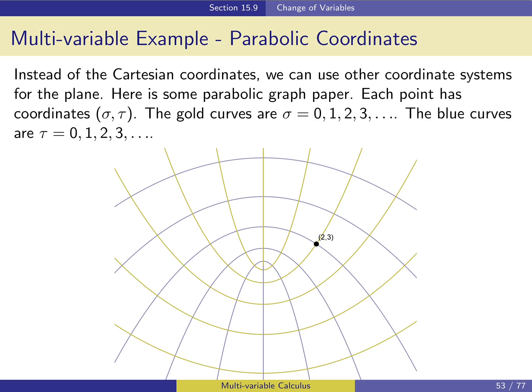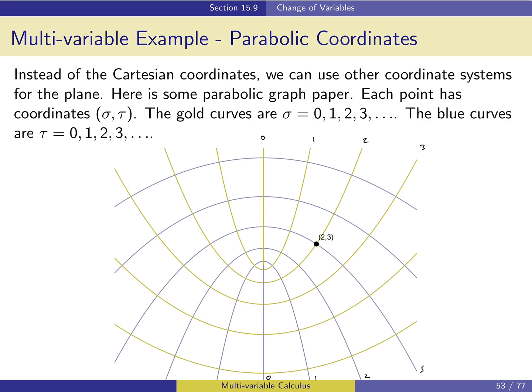The upward-facing parabolas give you your sigma coordinate, and so here's sigma equals 0, 1, 2, and 3. The downward-facing blue parabolas give you your tau coordinates. So here's tau equals 0, 1, 2, 3. So the point as marked here is on the sigma equals 2 and the tau equals 3. In terms of the sigma and tau coordinate system, that is the point (2, 3).